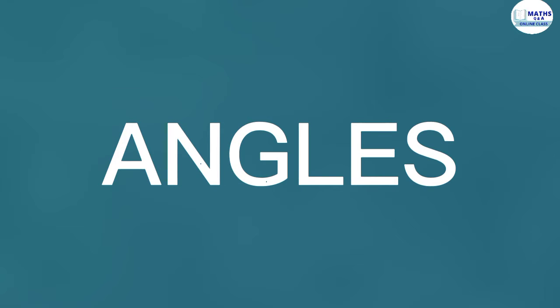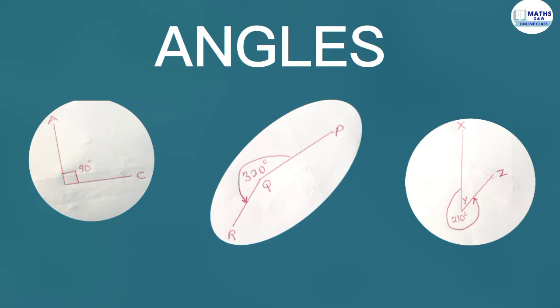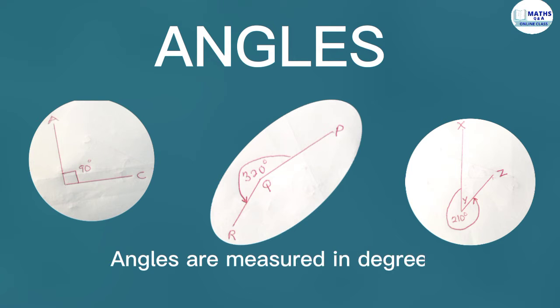Angles are figures formed when two lines meet. So these are some examples of angles. Angles are measured in degrees. We have 90 degrees angles, we have 180 degrees angles, we have 30 degrees angles, and the rest.